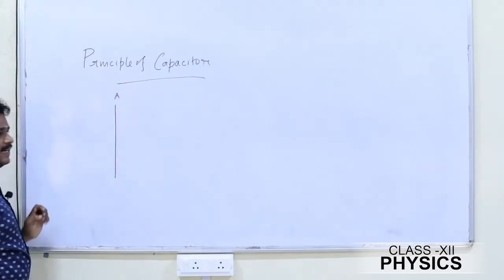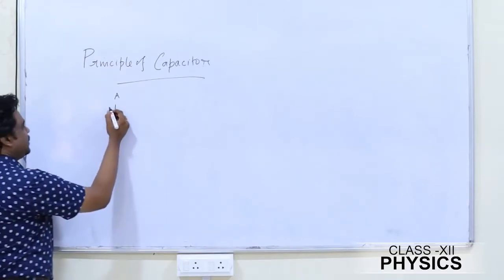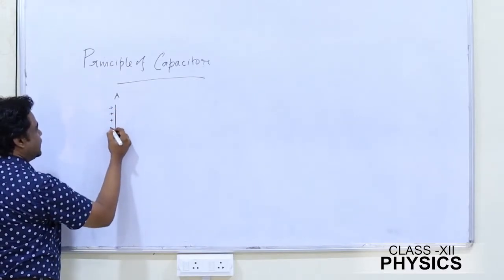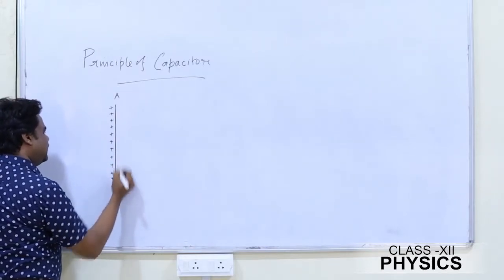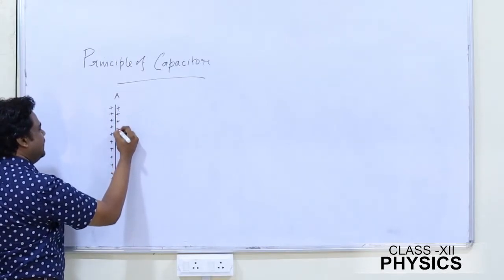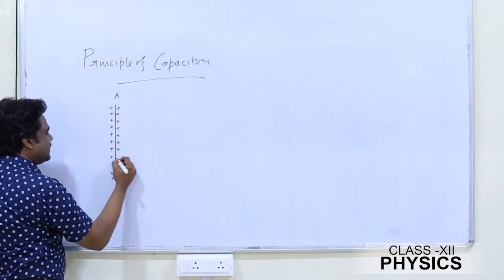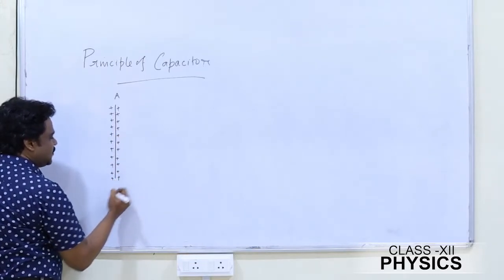I am going to consider a metallic conductor A, to which I am going to supply positive charges. So what happens if the positive charges are continuously supplied? Its potential increases, and a stage comes when the potential reaches maximum.